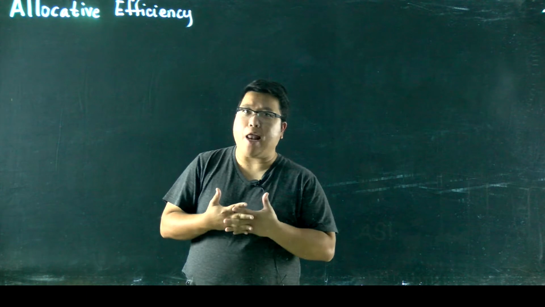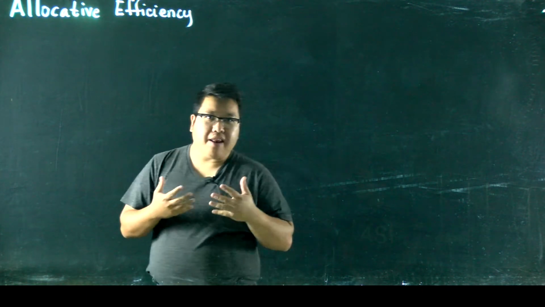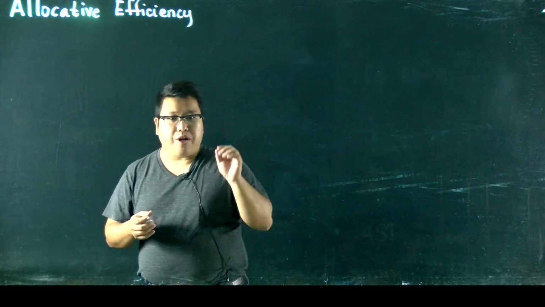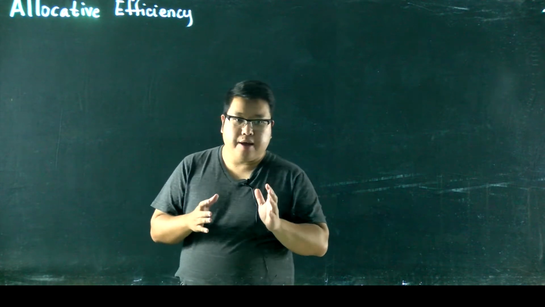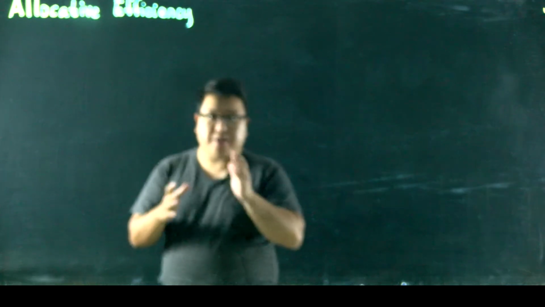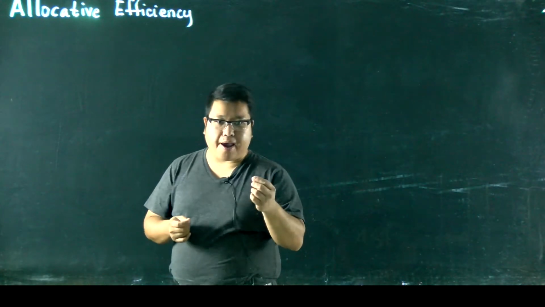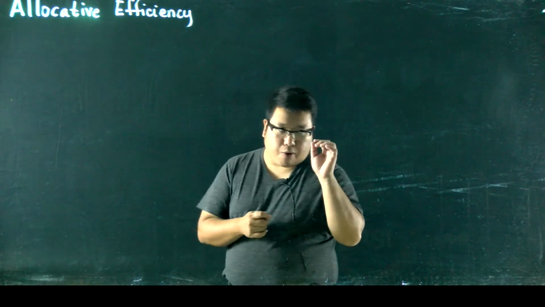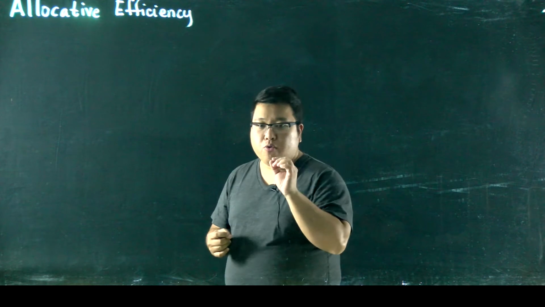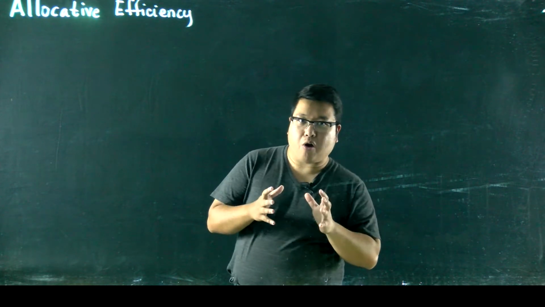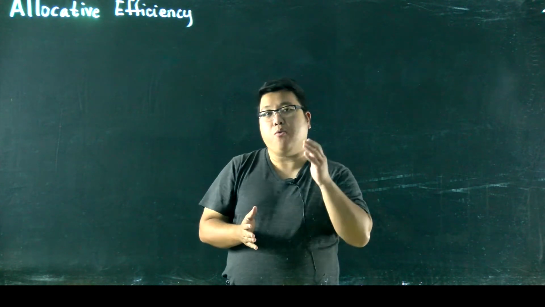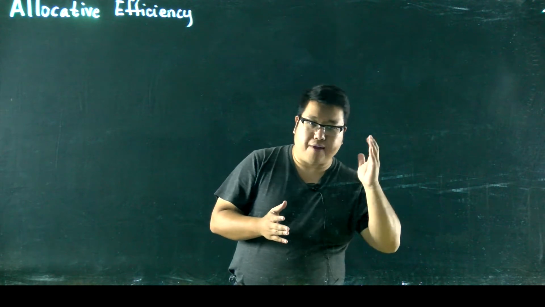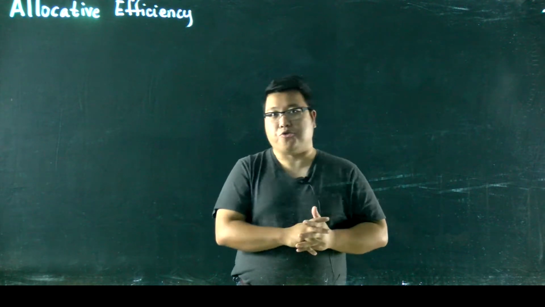So what do we mean by allocative efficiency? Well, allocative efficiency is a situation in which the output of each good is produced in such a way that its market price and marginal cost are equal. Equivalently, it requires that all goods be produced to a point where the marginal cost of that good equals the marginal value of that good in each industry.